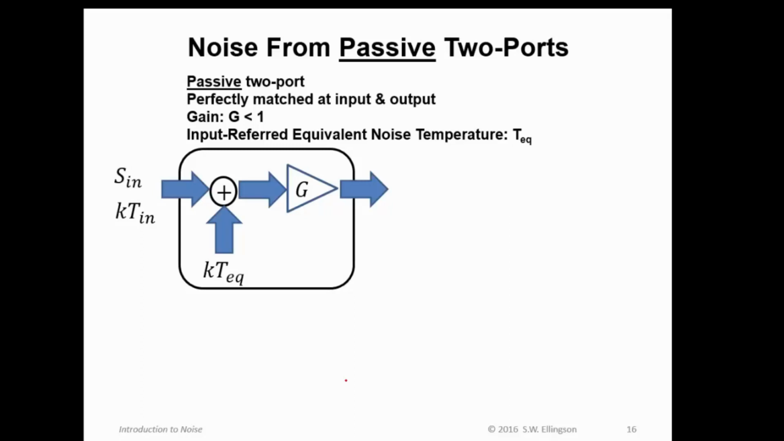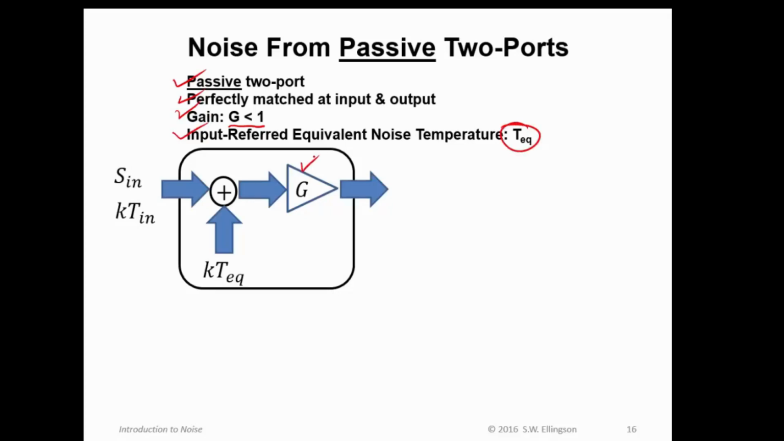Now, as I promised before, we can also use this concept to address noise from passive two-ports. Let me show you how that's done. Here's a passive two-port, perfectly matched at the input and output. The gain must be less than 1 because it's passive. Input referred equivalent noise temperature, T_EQ. So I have the following picture.